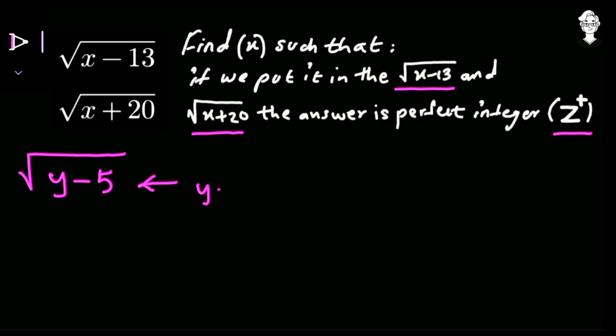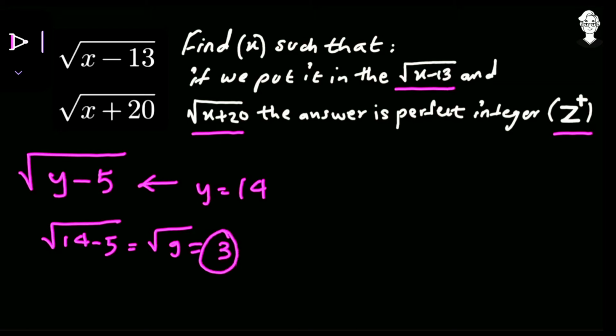I will just put y equals 14. So when I put y equals 14, it becomes √(14 − 5), and that means √9. And 9 is a perfect square of 3, so √(3²) equals 3. As you can see, I am getting a perfect integer when y − 5 gives me a square number that is equal to 9.